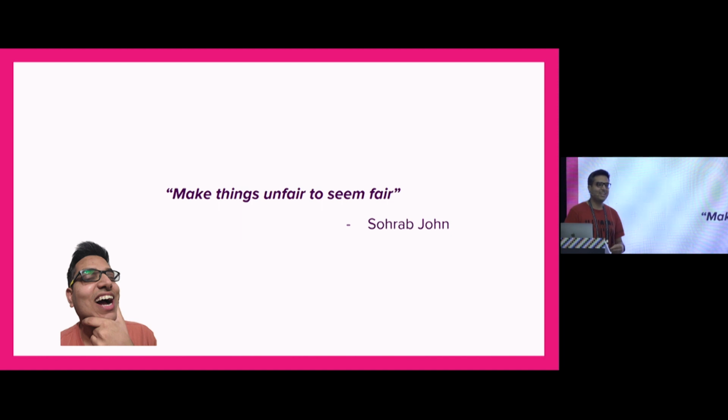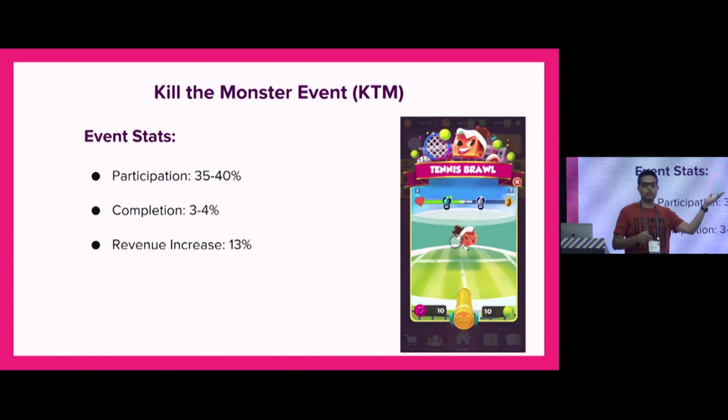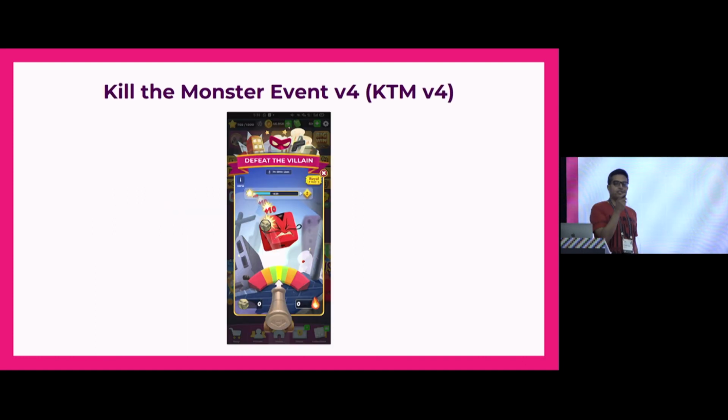So, yeah. All right. Then I'll go into a few events experiments. Going back to the kill the monster events, our participation numbers are around 35 to 40% of the entire daily active users, and the completion rate is around 3 to 4%. The amount of revenue that got increased was 13%. So when we introduced KTM V4, like I mentioned earlier, you saw a lot of those gambler guys coming in.